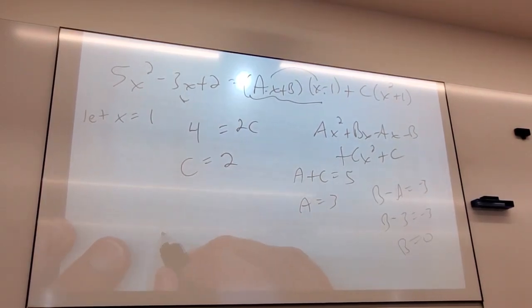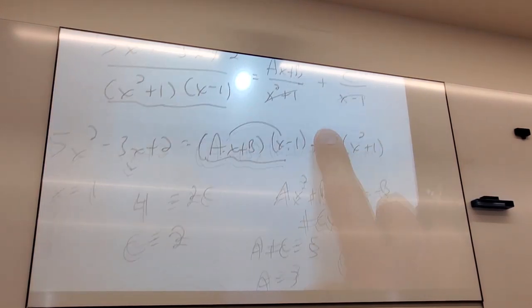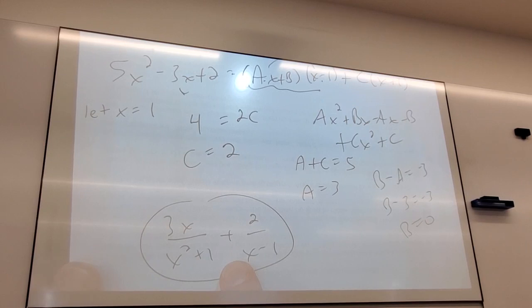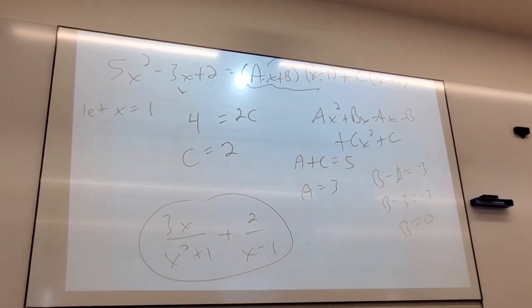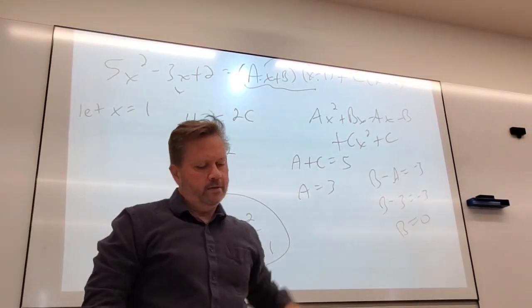So I get ax plus b over x minus 1, and then plus c over x minus 1. That's just taking this, that's the answer. Once I figure out what all my A, B, C's are, I can write the answer down. Okay, that's plenty.